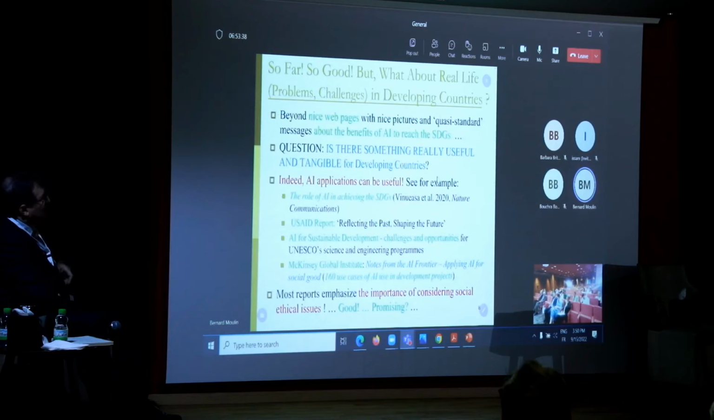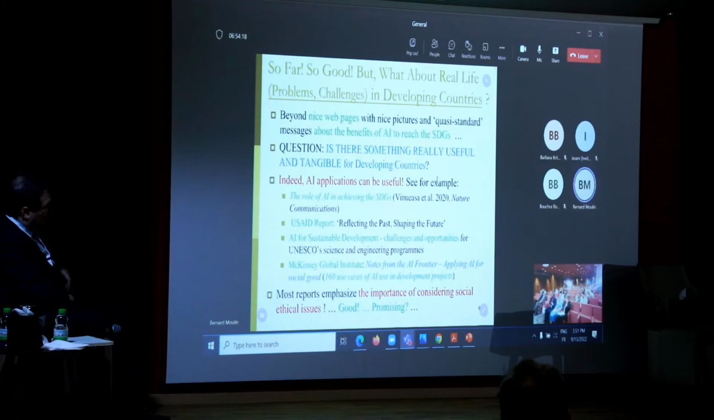So far, so good. Beyond all those nice web pages and those quasi-standard messages about benefits of AI to reach the SDGs, which is the theme of this conference, the question is: is there something really useful and tangible for developing countries? Indeed, AI applications can be useful. The role of AI in achieving SDGs has been praised and documented in many places. And there are many interesting reports that I'm considering here, and you will have some details in the appendices of the slides.